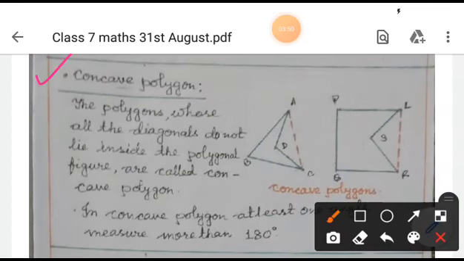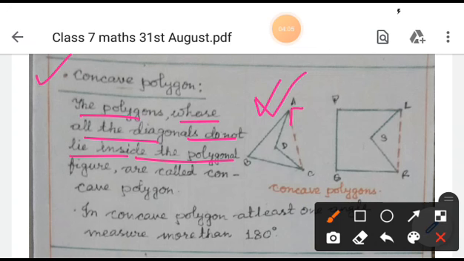The next type of polygon is the concave polygon. Now, what are concave polygons? These are polygons whose diagonals do not all lie inside the polygon. In such polygons, as you can see over here, the diagonal AC is lying outside the polygonal figure ABC, right? And over here in PQRL, RL is also lying outside the polygonal figure. That is why this is a concave polygon.